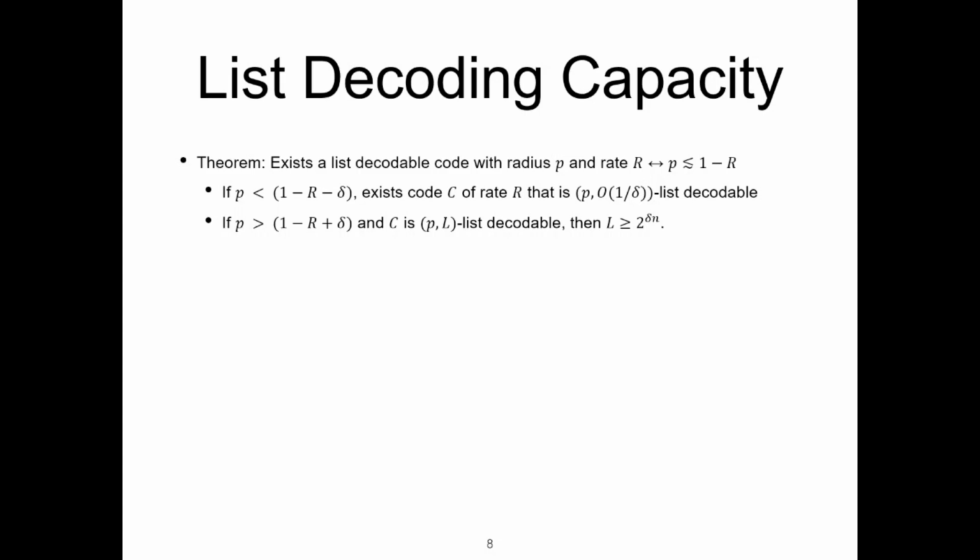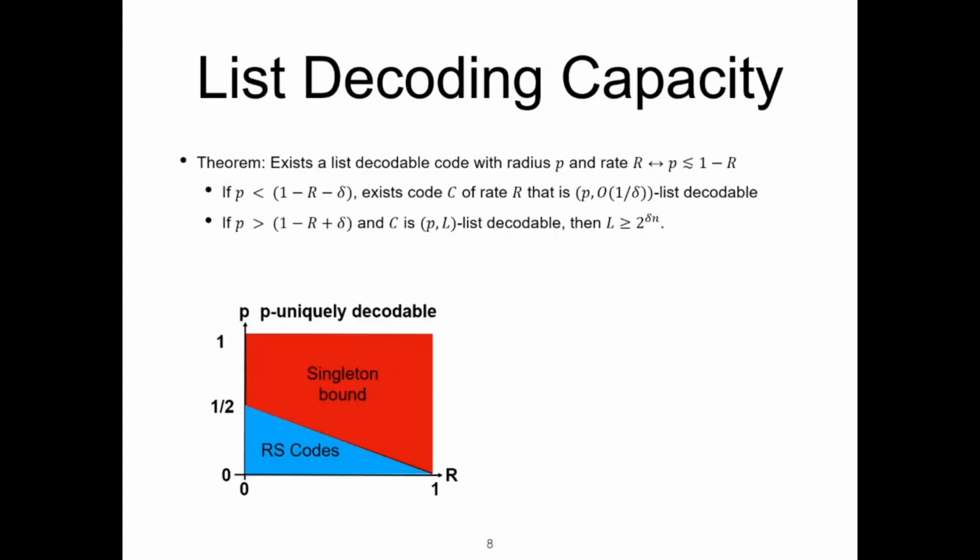On the other hand, if P is greater than 1 minus R plus delta and C is (P, L) list decodable, then L has to be at least 2 to the delta n, so it has to be exponentially large. For this reason, 1 minus R is the best we can hope for in list decoding, and we call 1 minus R the list decoding capacity.